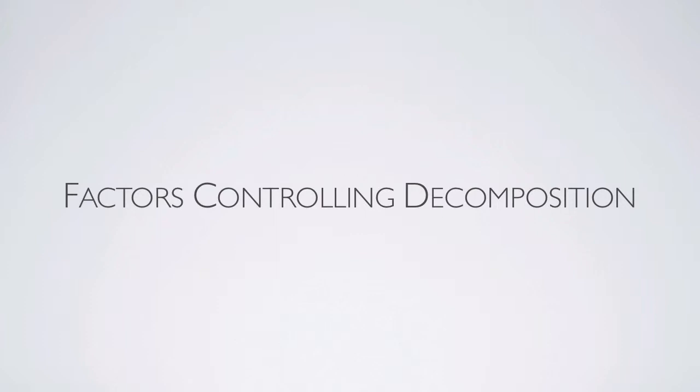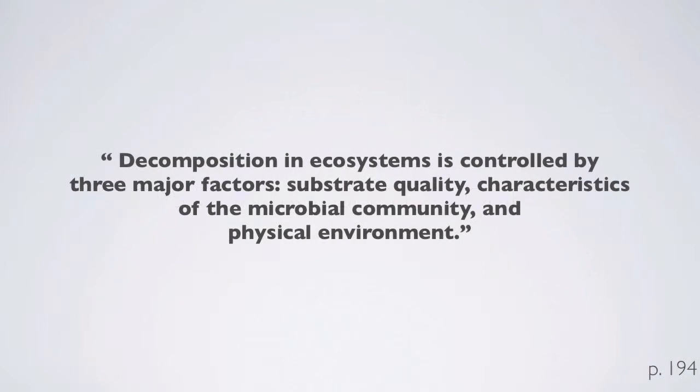Knowing that decomposition can vary spatially and temporally, here we'll cover the factors that control rates of decomposition. Decomposition in ecosystems is controlled by three major factors. The first is substrate quality, the second, characteristics of the microbial community, and third, the physical environment. First, we'll deal with substrate quality, or here, litter quality.